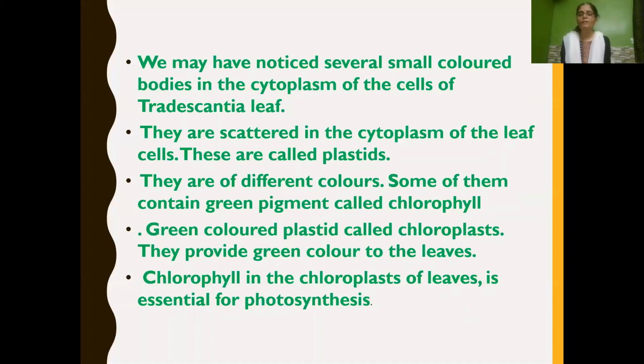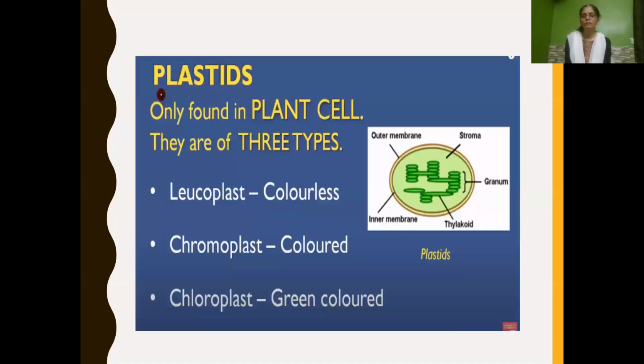That is the green colored plastid. They are of different colors. Some of them contain green pigment called chlorophyll, and chlorophyll in the chloroplast is essential for photosynthesis. See, children, this is how a plastid looks, but this is for your reference. Plastids are found only in plant cells.